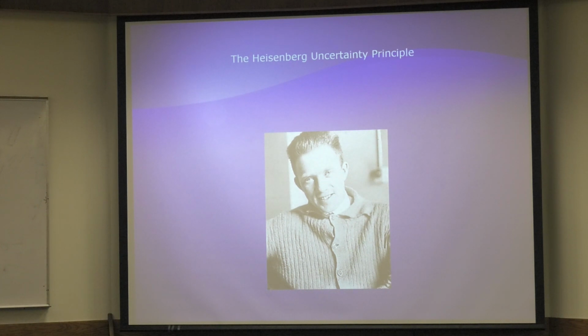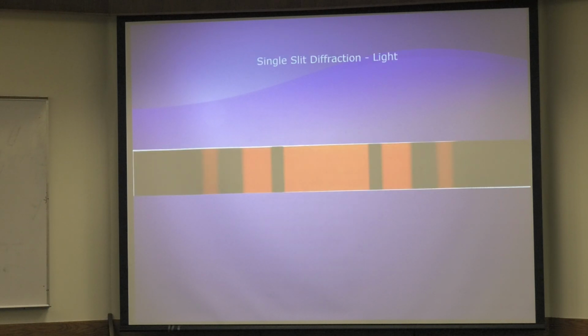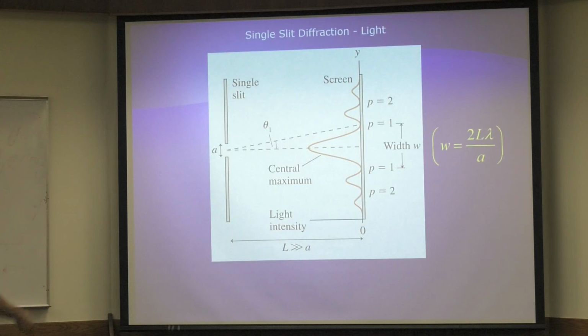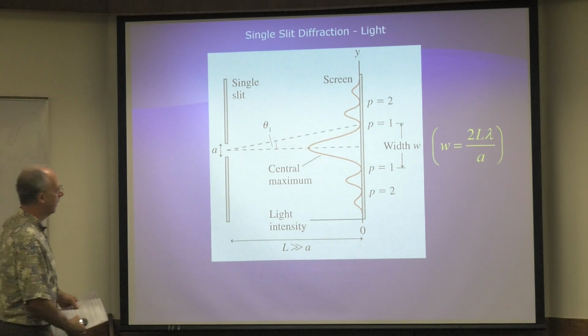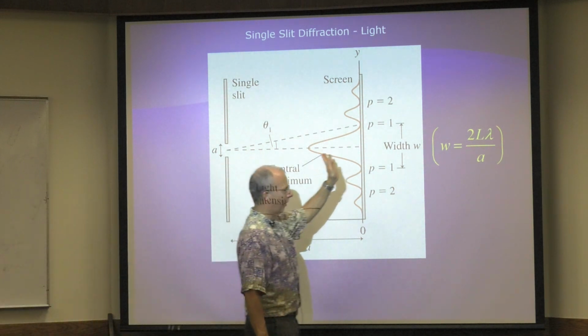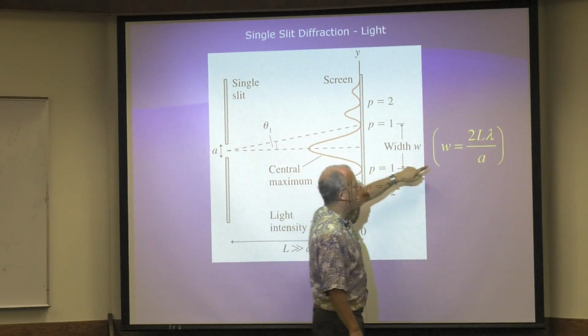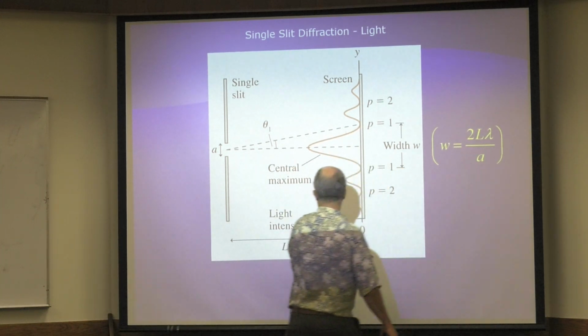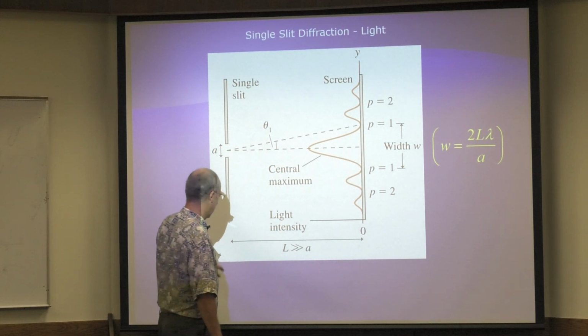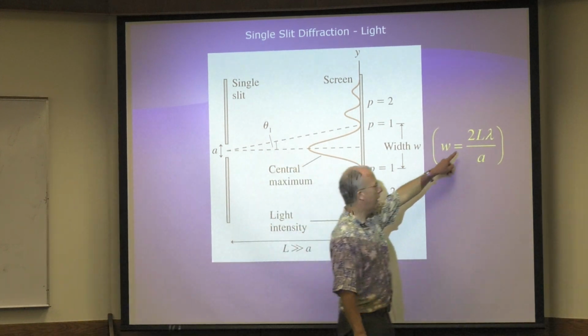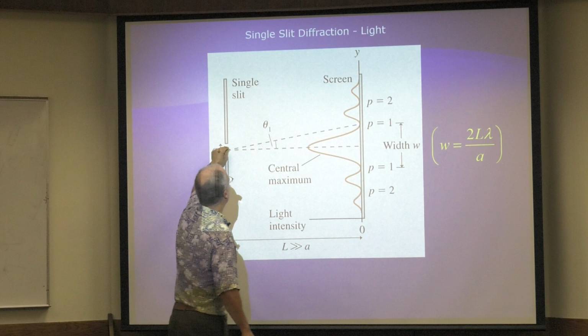So here we go. Let's talk about single slit diffraction for the millionth time. All right, so there it is. And you've seen this before too, right? And so we actually calculated this, I think, a long time ago. So the width of the central max was 2 times L, where the heck is it? Oh, here's L. 2L lambda over a, where a is the width of the single slit.